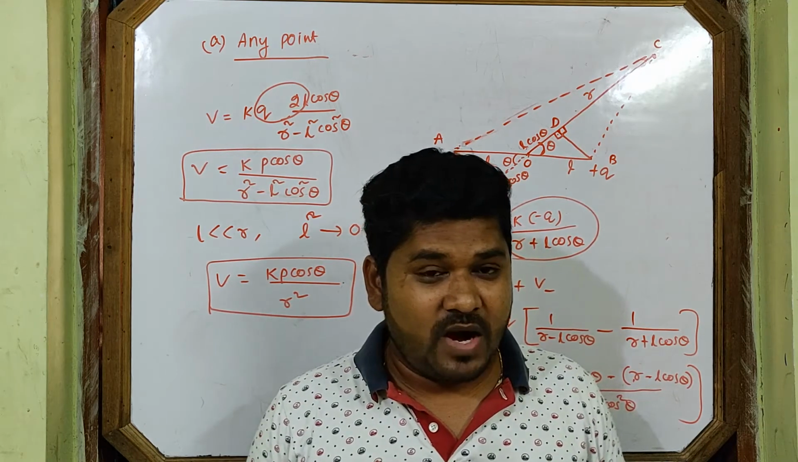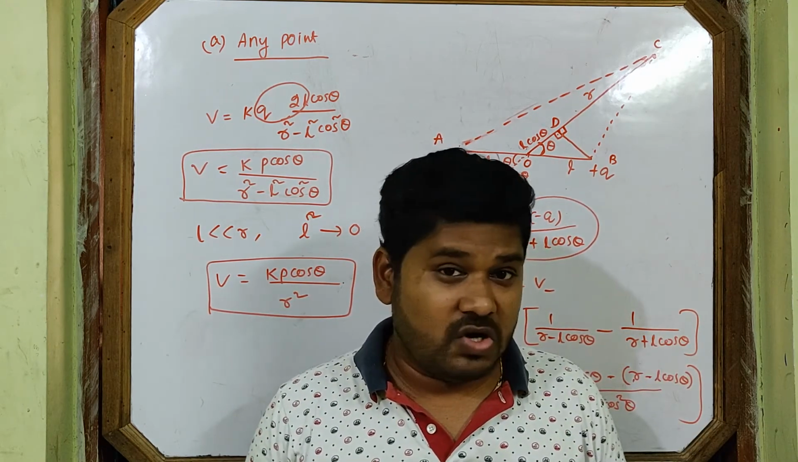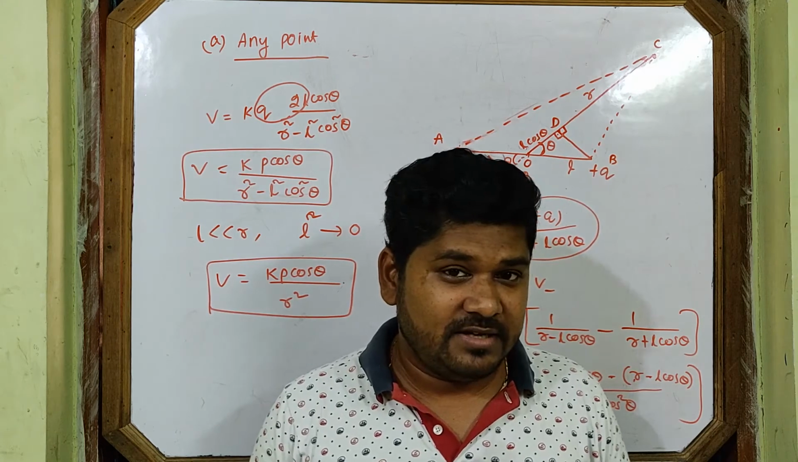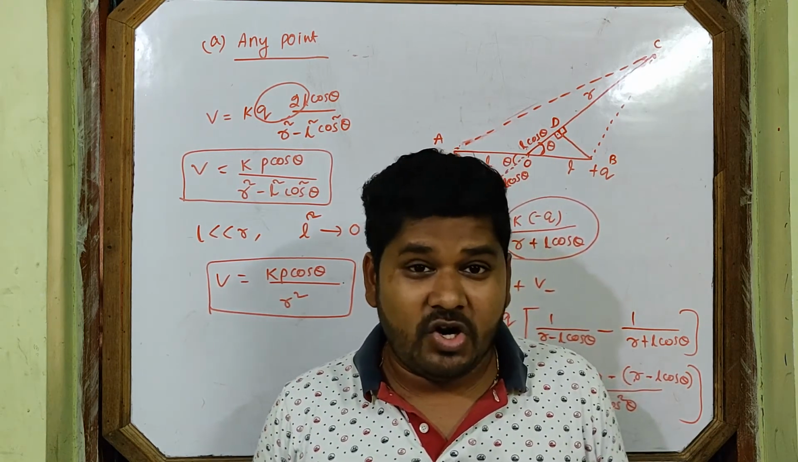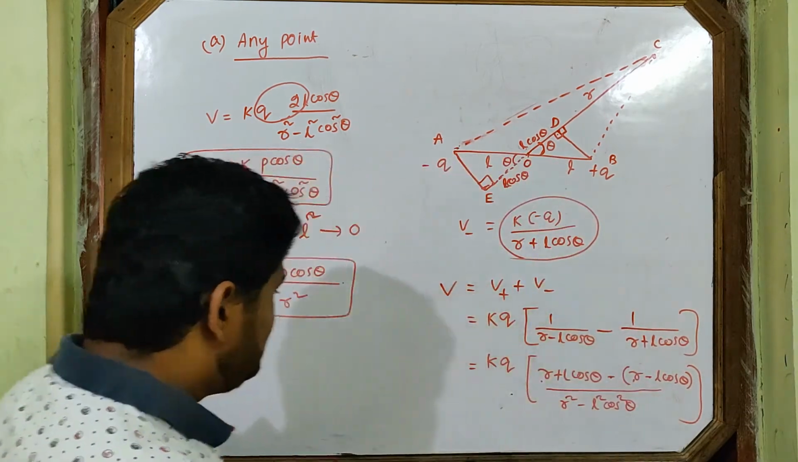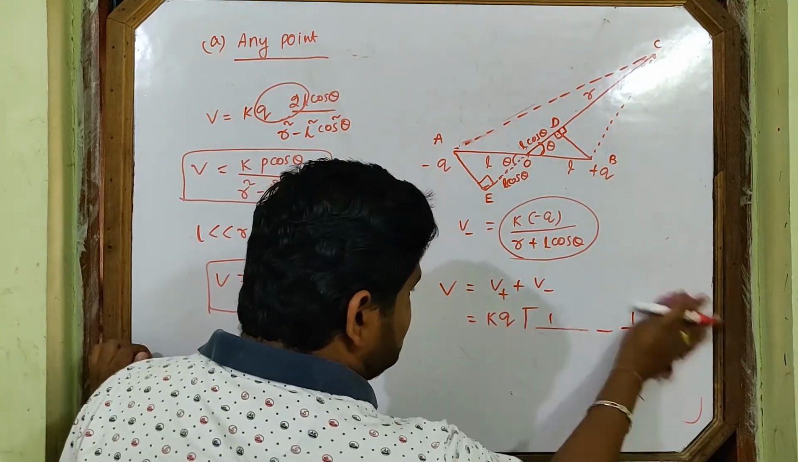Let's check what we have done. Is it correct or wrong? How will we check? Any point can be a point on the axial line, or a point on the equator line. Let's discuss now. This is now our expression. Let's come.